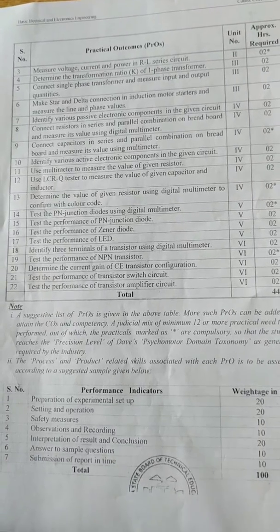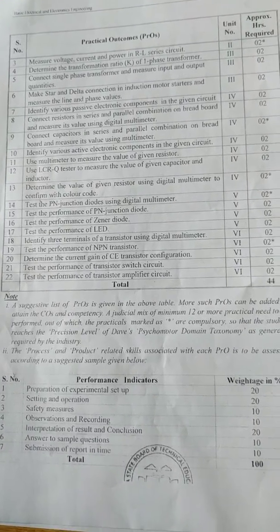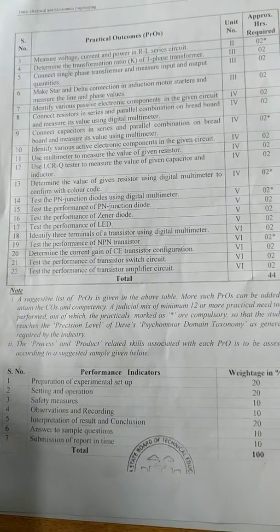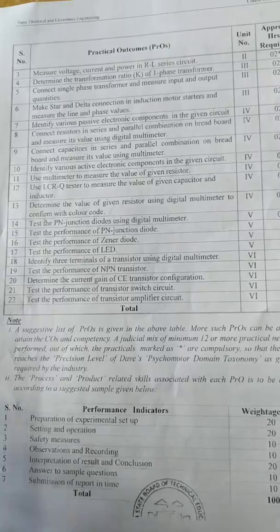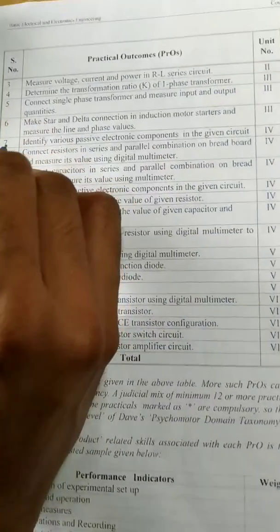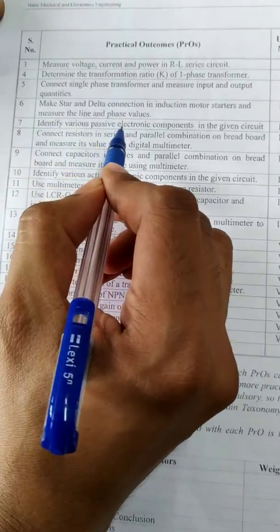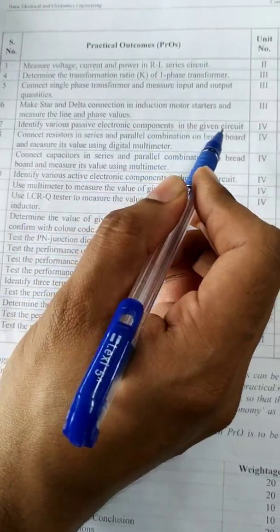Hello everyone, this is Hemant Pandey and today we are going to perform the practical of BEE, that is Basic Electrical and Electronics. Today we are going to perform experiment number 7. Identify various passive electronic components in the given circuit.